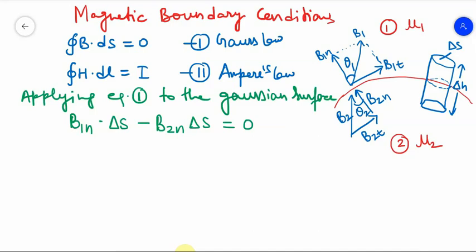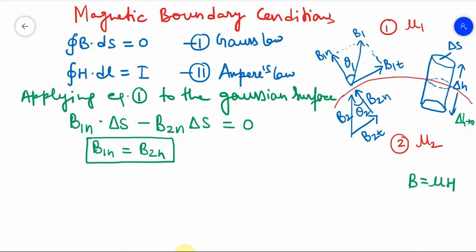At the interface we have considered this del H tending to 0. So from here B1n equals B2n, meaning the normal component of magnetic flux density is continuous at the boundary. Since B equals mu into H, a relation we already know, if we put it, then what we get? mu1 H1n for B1n, and for B2n we can write mu2 H2n.